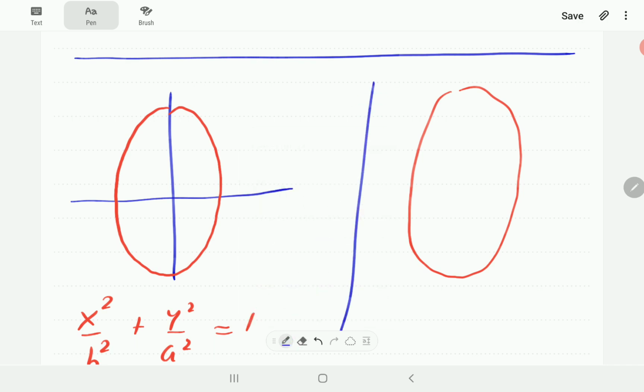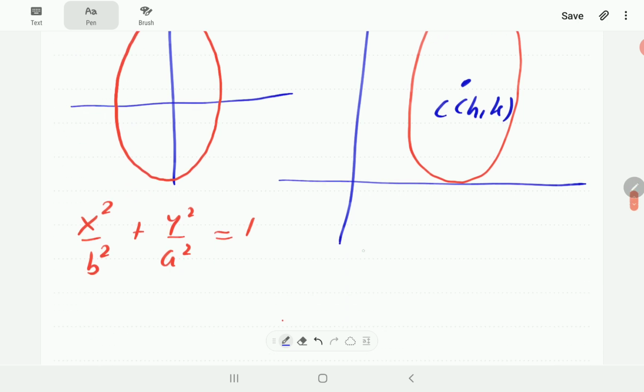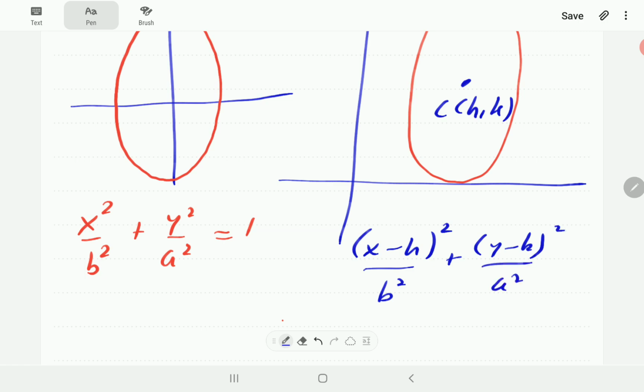center is at a point different from the origin, let's use (h, k) again, then this equation is going to change to (x minus h) all squared divided by b squared plus (y minus k) all squared divided by a squared. Alright, so that's about it in terms of the theory. Let's look at some examples.